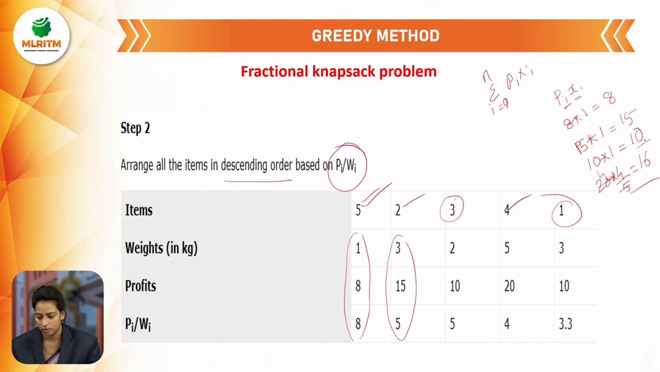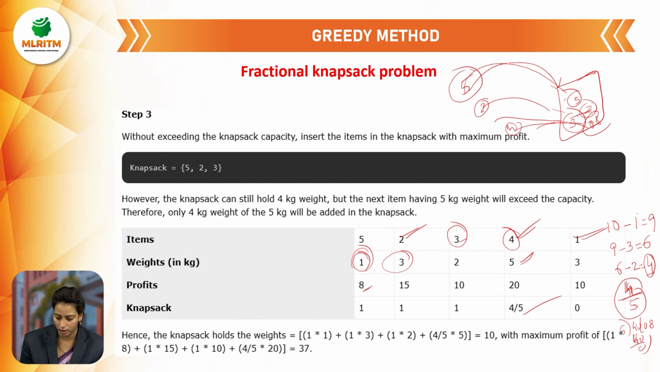23 plus 10, 33. Sorry, 23 plus 10. So here, this is the maximum profit we consider, right?